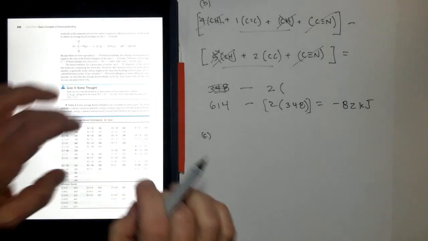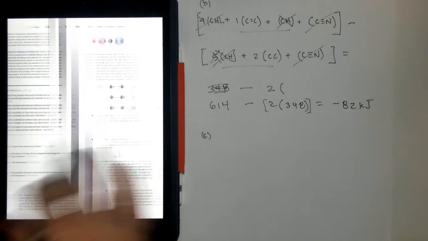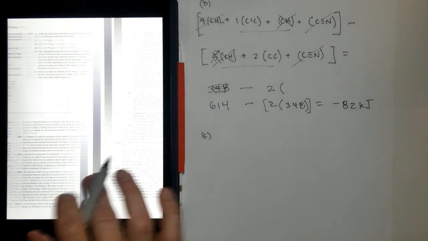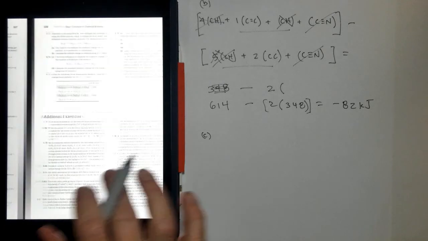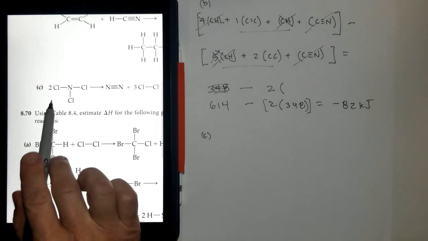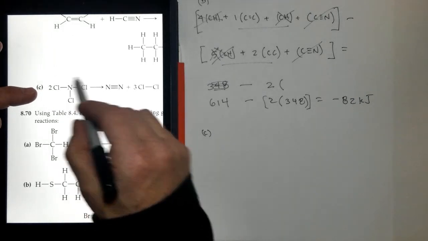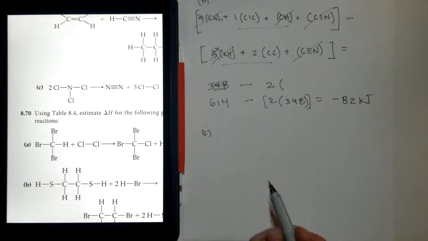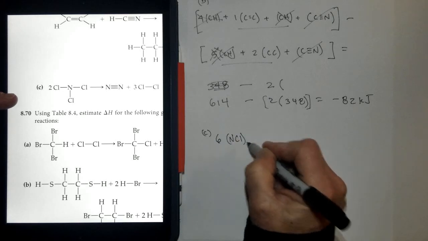All right, and then letter C, you'd use the same table right here, but let's go back to the problem. Finally got there. Letter C. And so now we have some different types of bonds, and watch out for this kind right here. Let's just set this one up. Notice how there's a 2 in front of this entire molecule. And so notice how we have an N-Cl bond, an N-Cl bond, and an N-Cl bond. We don't have just 3 of them. We have 2 times 3, or 6 of these N-Cl bonds inside here.